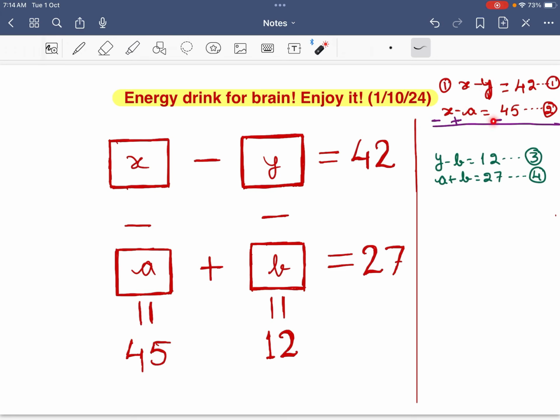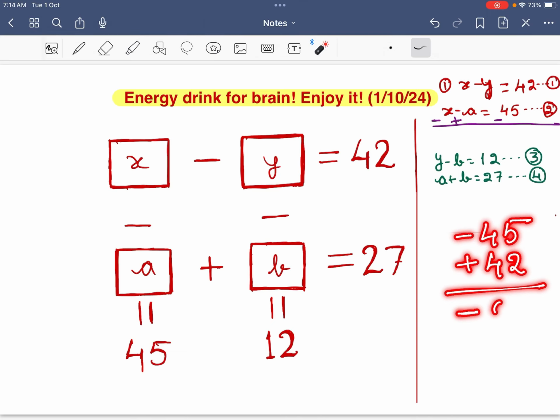A minus y is equal to, this is minus 45, this is plus 42. Minus 45 and plus 42. So as different signs, answer will carry the sign whichever the greater number is carrying. Here the greater one is 45 and it's carrying minus, so answer will be negative only. And as different signs, we have to subtract 42 from 45. So you will be getting 3.